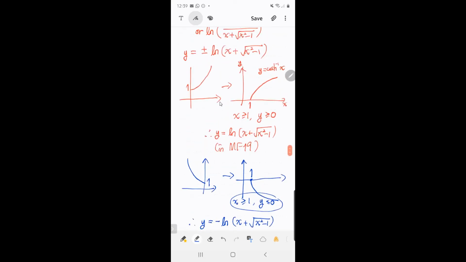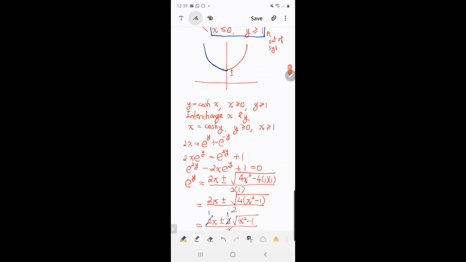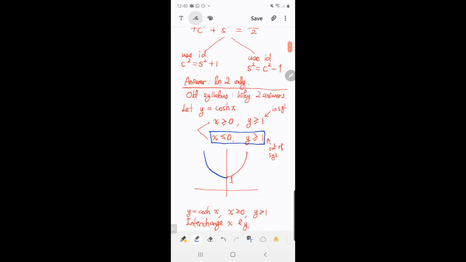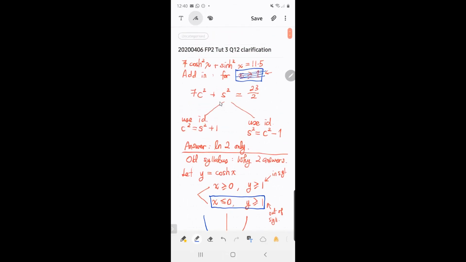Okay, so therefore for that question, you will only have one answer. I think I will see how I change the question. It cannot be x more than or equal to 1 already in this case. I will check again and then let you know later in the group. All right, so this is the clarification for question number 12 of tutorial 3.